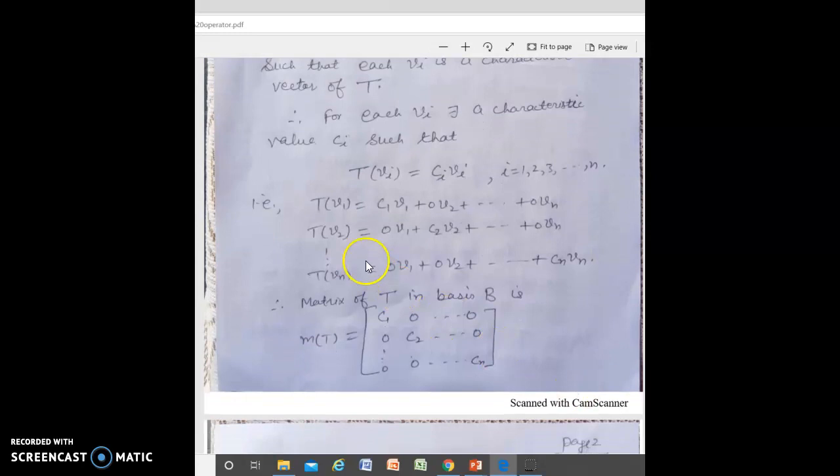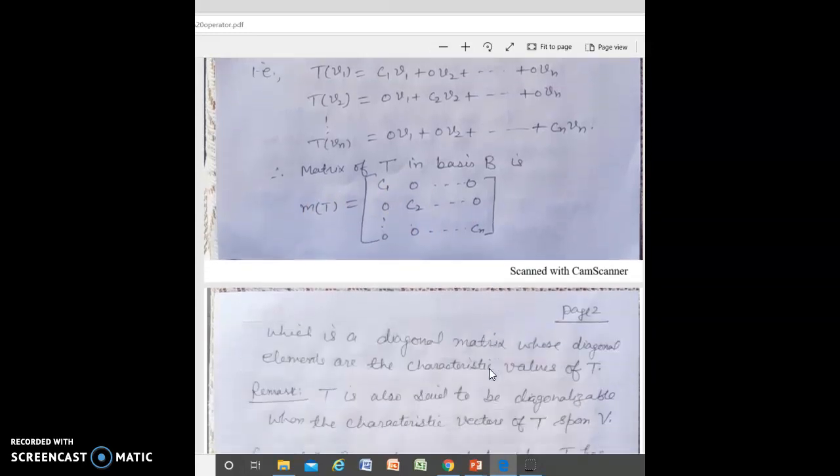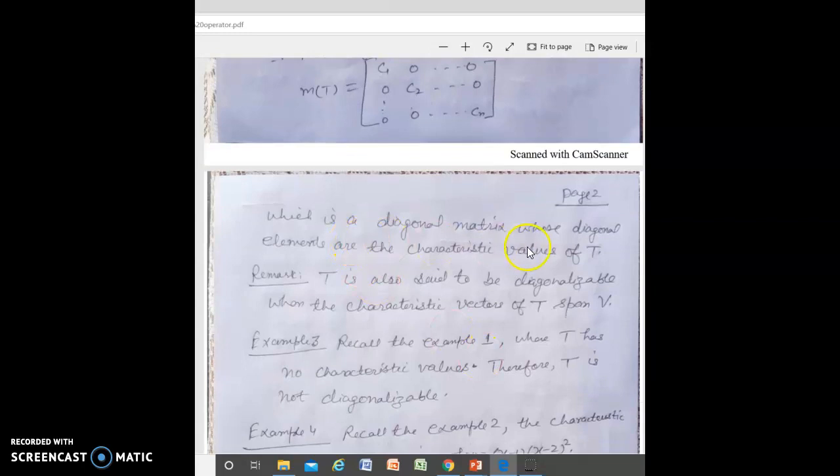Now the matrix of T with respect to this ordered basis V1, V2, ..., Vn can be written in this form. Then you can see those characteristic values C1, C2, ..., Cn are at the diagonal of this matrix MT. So now this is a matrix of T and which is a diagonal matrix, whose diagonal elements are the characteristic values of T. So I think the definition of the diagonalizable operator is clear.